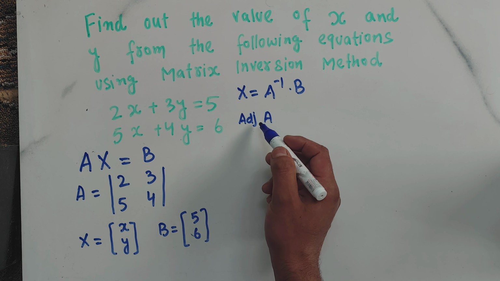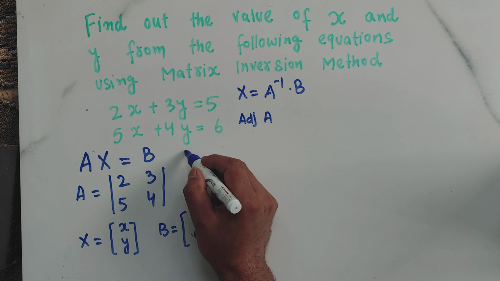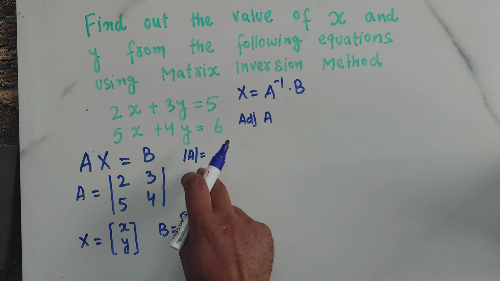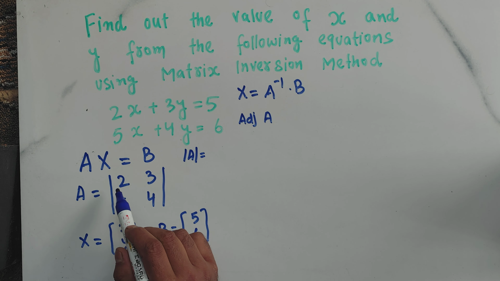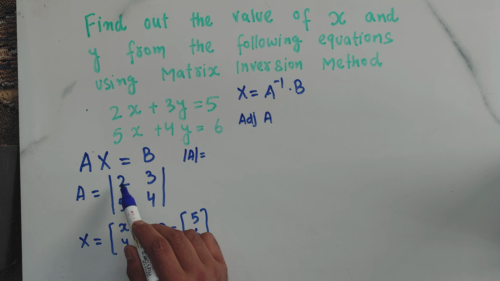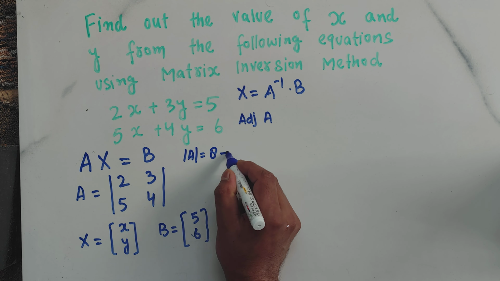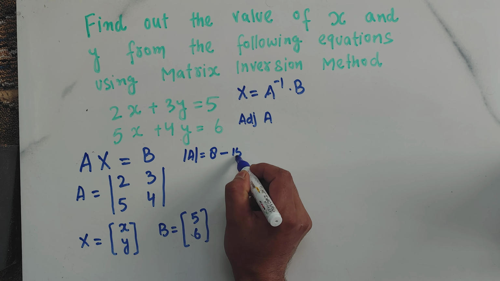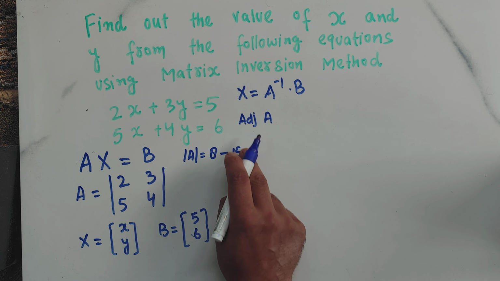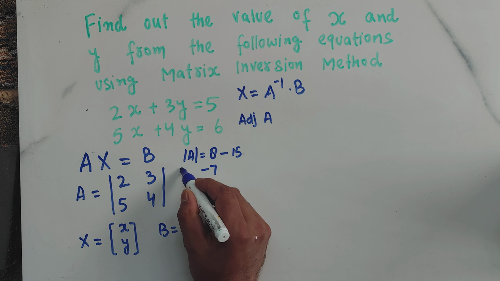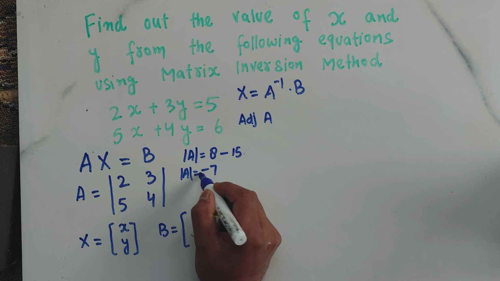Before we find out the adjoint, we need to find out the determinant of the coefficient matrix. So what is the determinant? We multiply the principal diagonal elements: 2 fours are 8, minus 5 threes are 15. It comes out to be -7. So the determinant of A is -7.